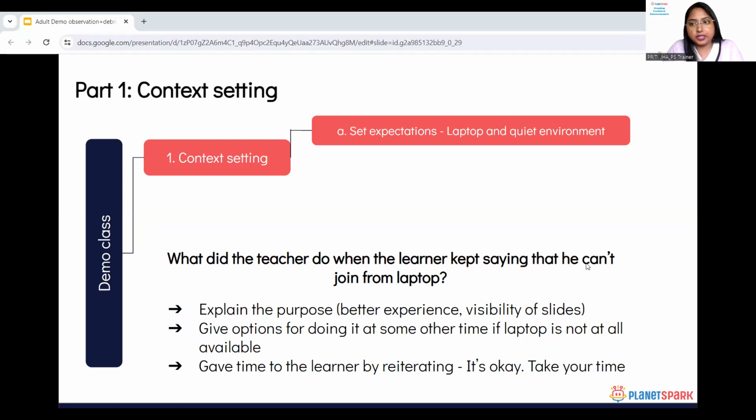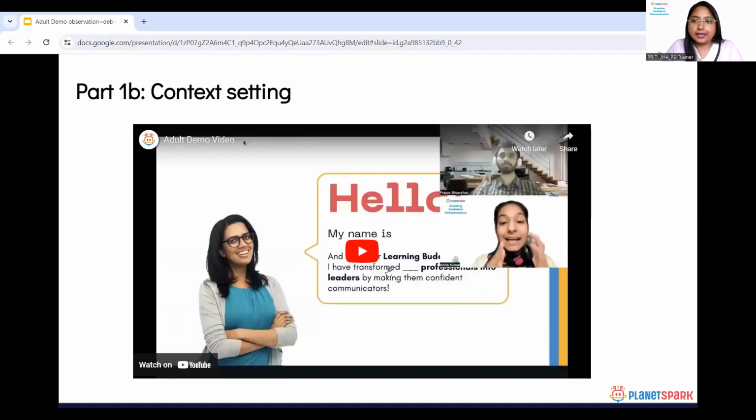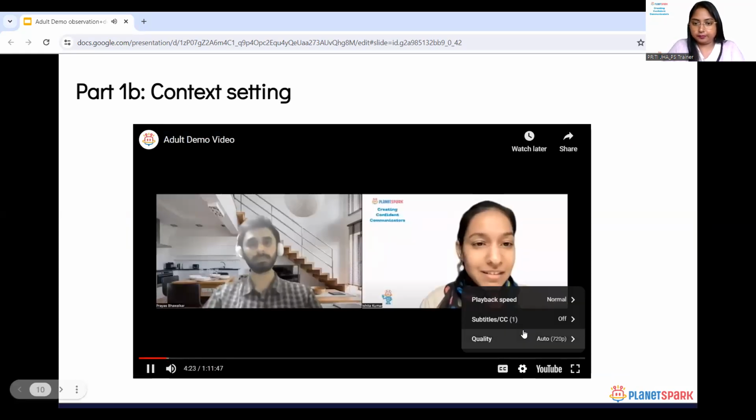Great. So this was the first part of your context setting. Second, as usual, we do the drill. You know it. We welcome the learner to the class. We introduce ourselves. We take their introduction. And introduction is important because we get to know each other, right? And then we set the agenda, share the norms of the class, and create excitement about what exactly we are going to do in the session. Okay, so let's watch. Sharing my screen.